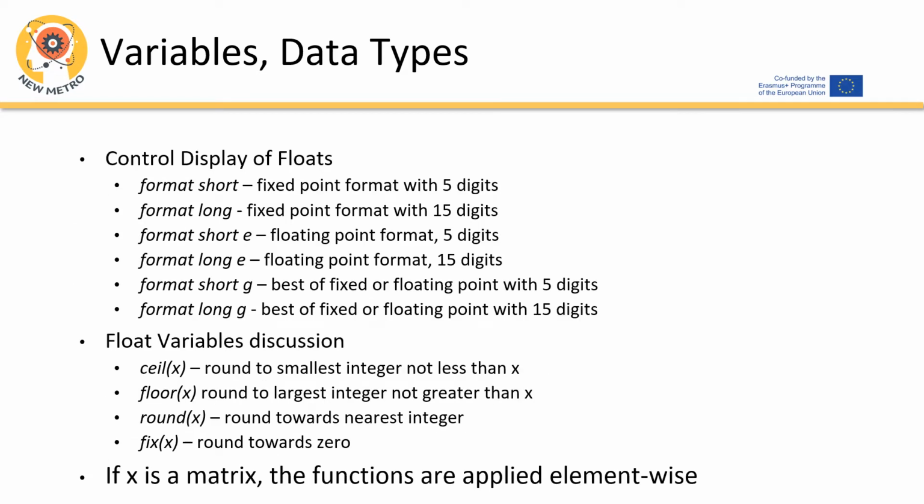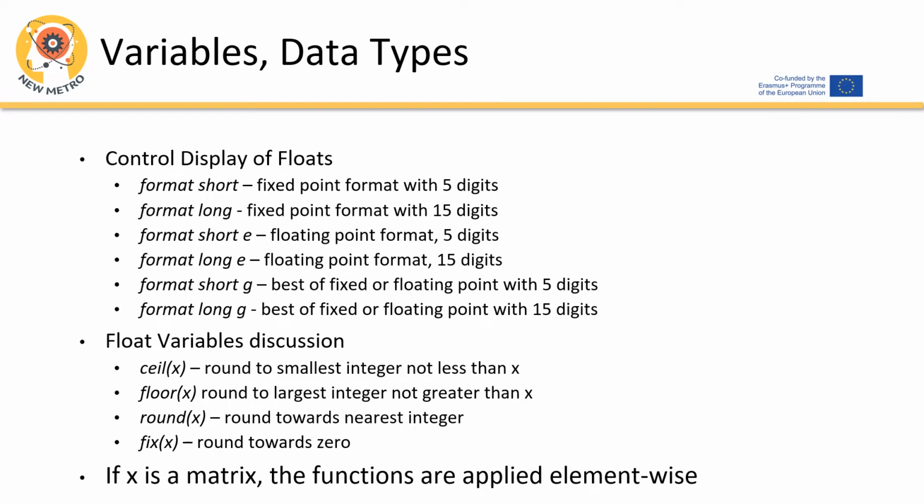Talking about the control display of floats, we have format short, which is a fixed point format with 5 digits, format long, which is a fixed point format with 15 digits, format short e, which is a floating point format with 5 digits, format long e, which is a floating point format with 15 digits, format short g, which is the best of fixed or floating point with 5 digits, and format long g, which is the best of fixed or floating point with 15 digits.